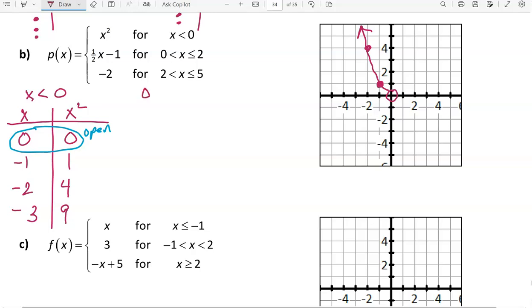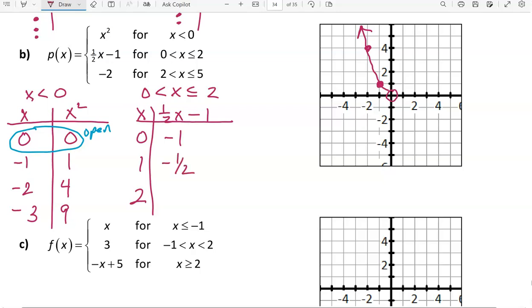For the interval between 0 and 2, I'm going to graph y is equal to 1/2 times x minus 1, and I'll use 0, 1, and 2 as points. We need to include the endpoints here in our table, even though the endpoint is not included in the interval. So 1/2 times 0 is 0, minus 1 is negative 1. 1/2 times 1 is 1/2, minus 1 is negative 1/2. 1/2 times 2 is 1, minus 1 is 0.